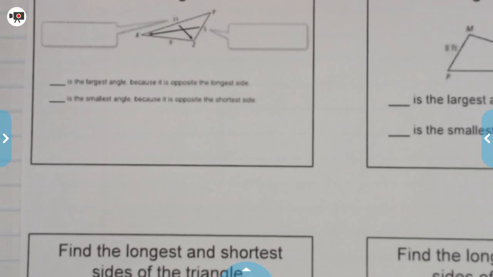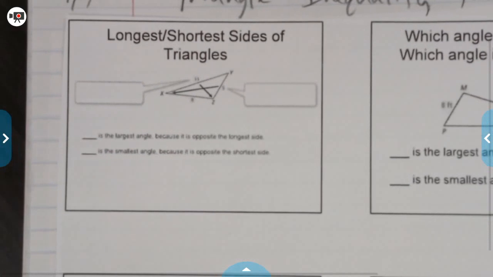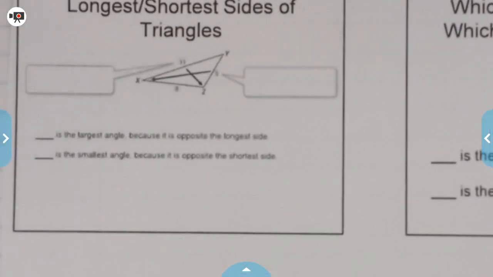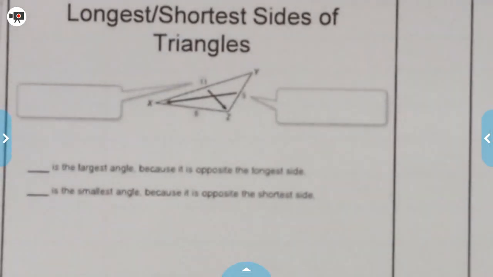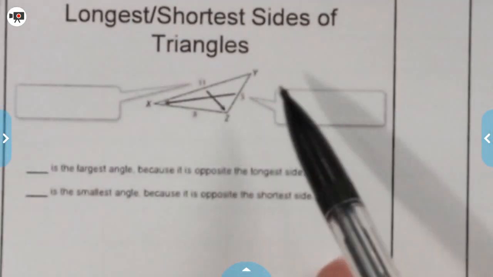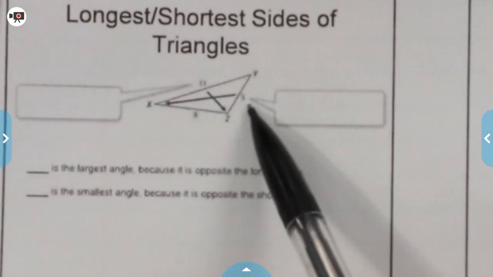Right, so we are looking at the triangle inequality theorem, and we're just going to look at a few things. A couple of facts that we're going to write in, and these boxes are a little small, so we're going to do the best we can. They're showing you sides of the triangle. So this side's 11, this side is 5, and this side is 8.